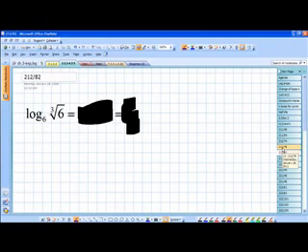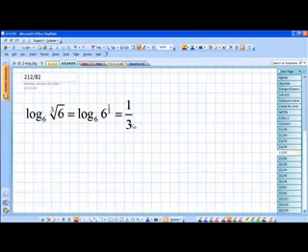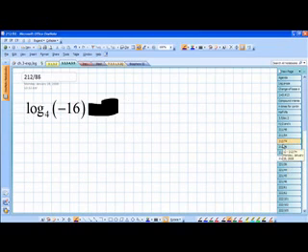This is just a couple quick problems here. Log base 6 of the cube root of 6, of course the cube root of 6 is 6 to the 1/3. These cancel out, we get 1/3. And then finally, lest we forget, you can't take the log of a negative number, so don't try to do any change of base with this. Log base 4 of negative 16 does not exist.